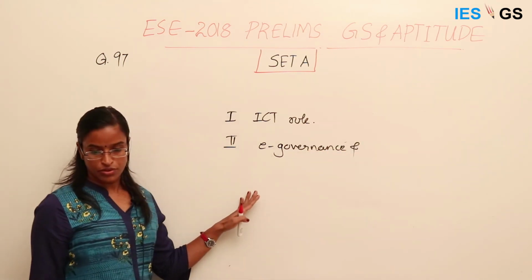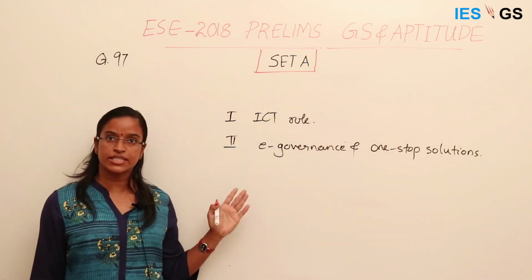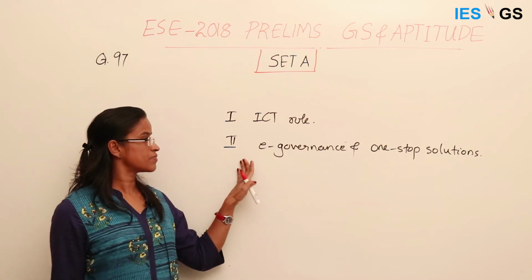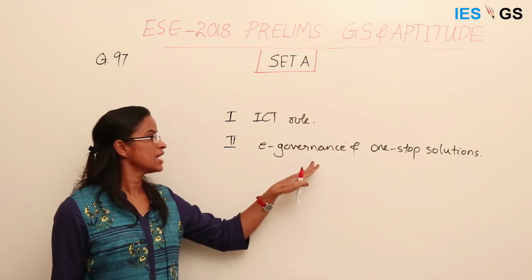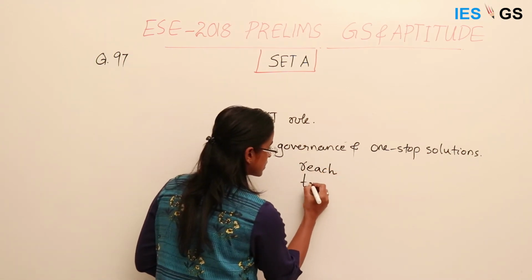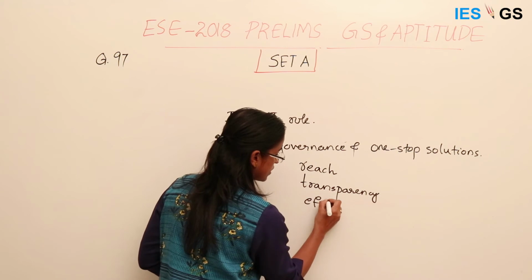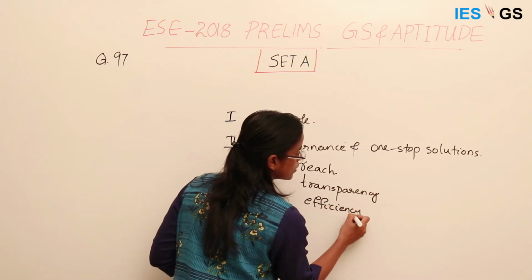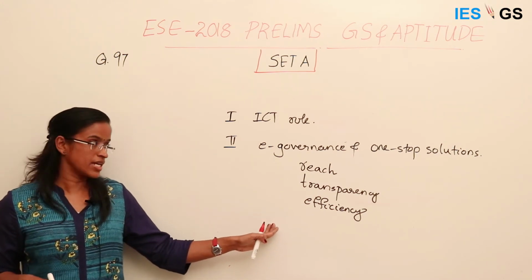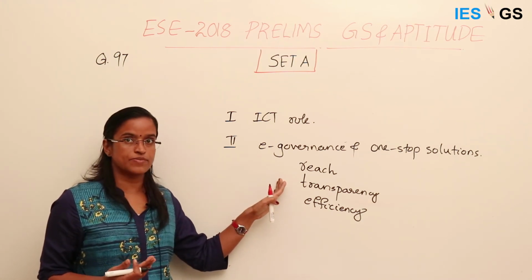and one-stop solution. And we know that the role of ICT in the development, because ICT brings a lot of advancements in terms of e-governance. E-governance can be in terms of increased reach, increased transparency, increased efficiency compared to the other physical methods, whether people have to visit the government office for any work or service. E-governance brings those services and products to the doorsteps, right?